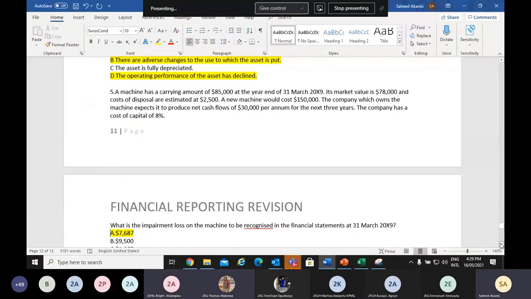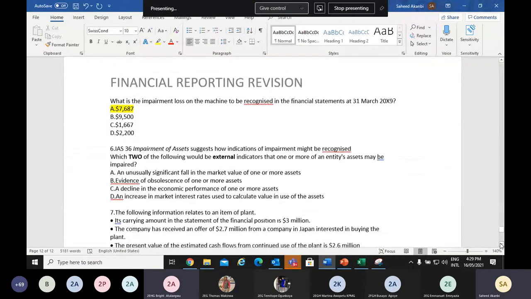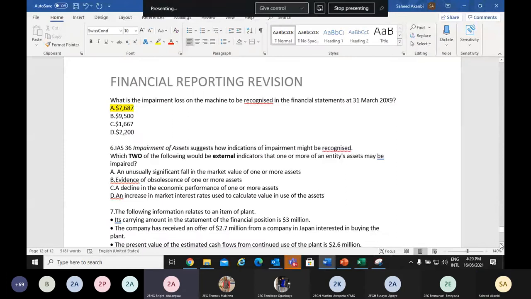So let's go back. Number six. IAS 36 impairment of assets suggests how indications of impairment might be recognized. Which two of the following would be external indicators that one or more of an entity's assets may be impaired? A. An unusually significant fall in the market value of one or more assets. B. Insolvency of one or more assets. C. A decline in the economic performance of one or more assets. D. An increase in interest rates used to calculate value in use.